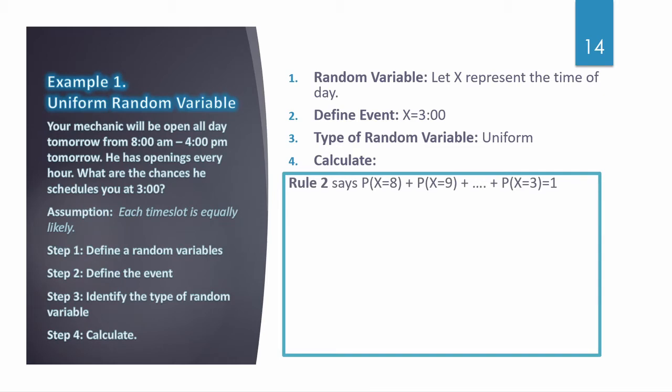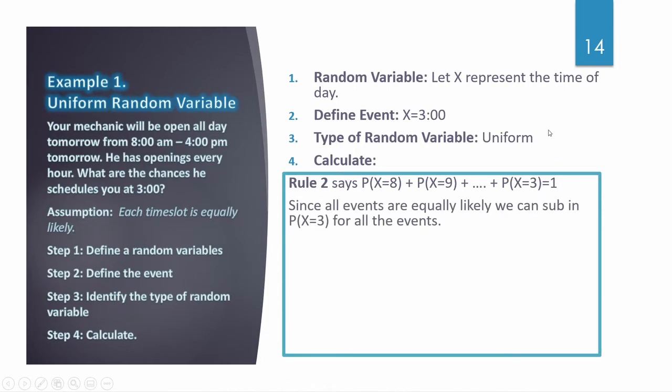So remember that our second rule of probability says when we add up all of the possible events, the probability has to be 1. So let's think about the possible time slots there are. This says the probability that my appointment is at 8 plus the probability my appointment is at 9 plus the probability my appointment is at 10, etc. until 3 p.m. When I add all of those together, it's got to be equal to 1.